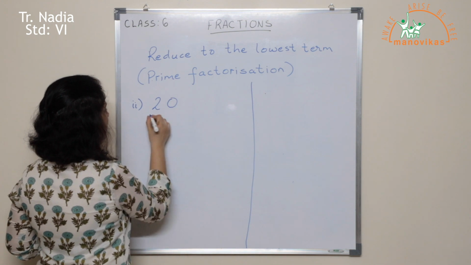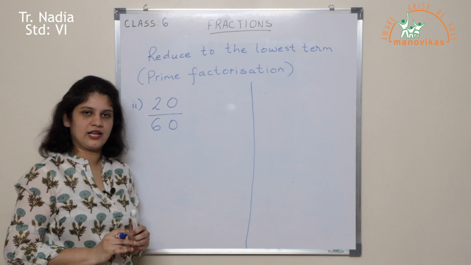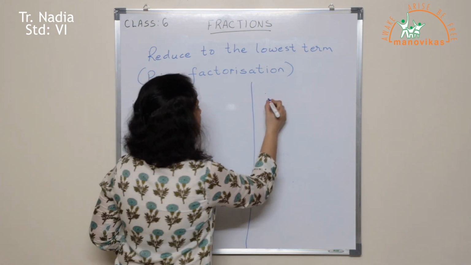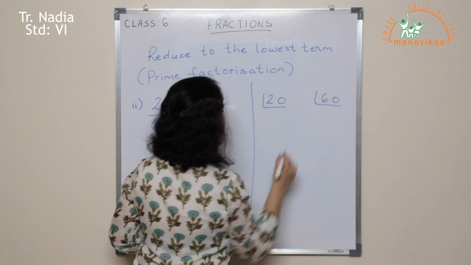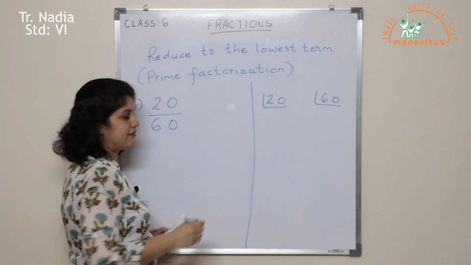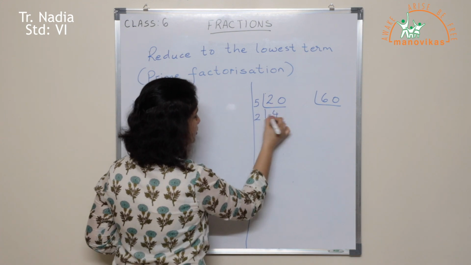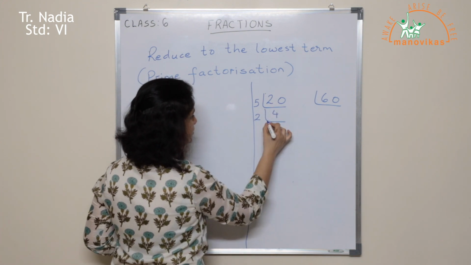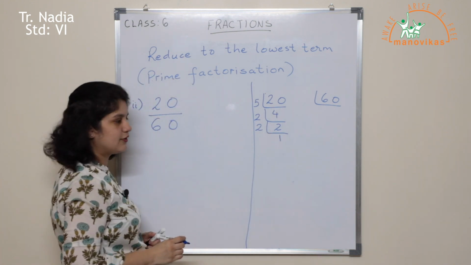Say I have 20 upon 60. Okay, I will teach you the prime factorization method only. So 20 I am going to factorize and 60 also I am going to factorize. I am going to make use of the 5 table. 5 4s are 20. Then I will make use of 2 since it is an even number. 2 2s are 4. Again even number, so 2 1s are 2.